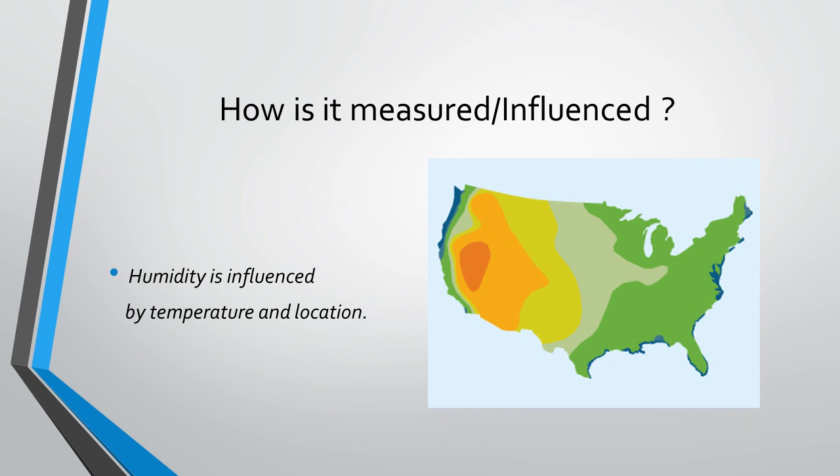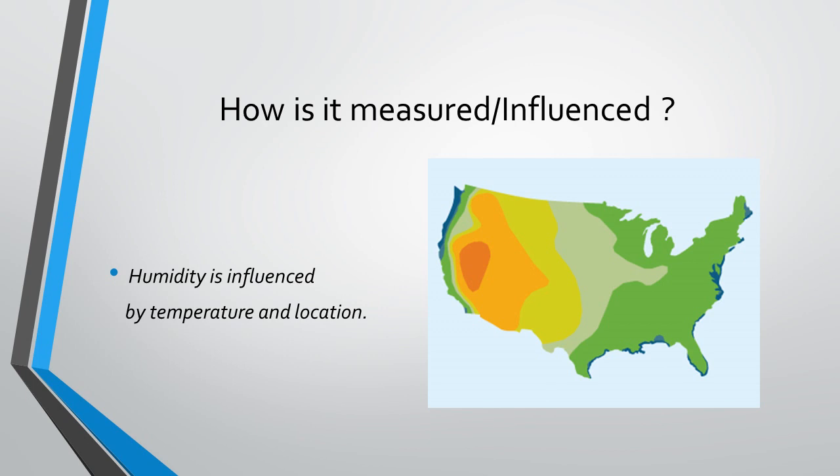A capacitance type sensor is commonly used to measure relative humidity. Changes in relative humidity cause the shape of the sensor to change. When the sensor changes shape, its capacitance, or ability to store an electrical charge, changes in a detectable and repeatable fashion.